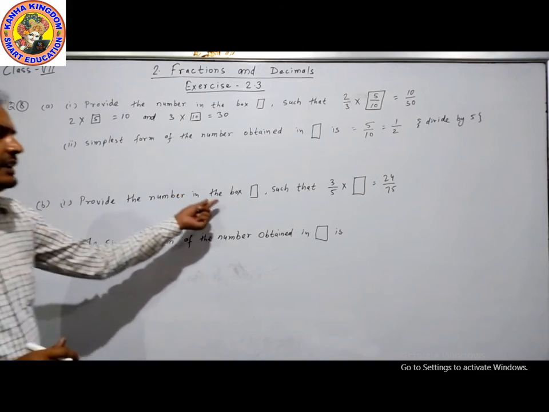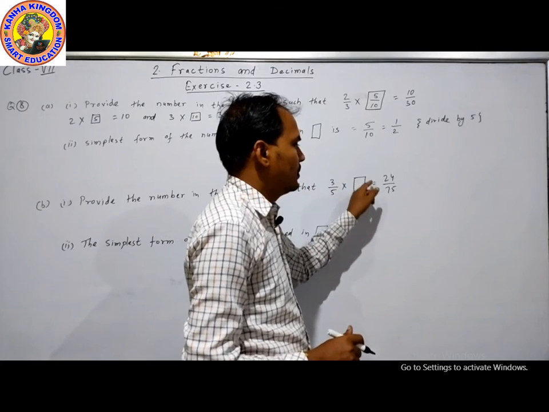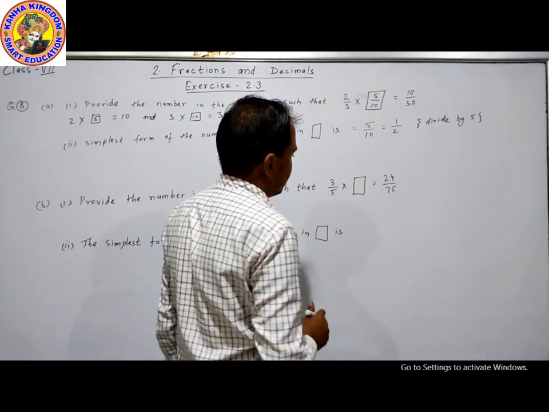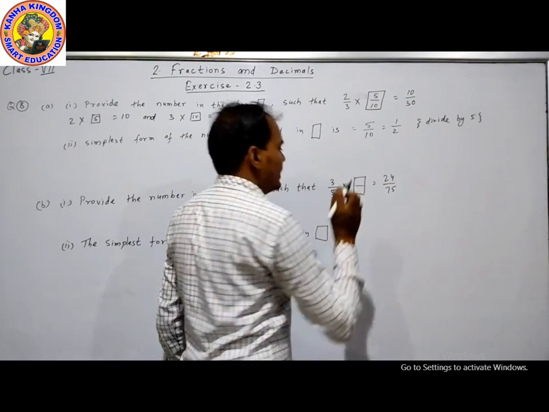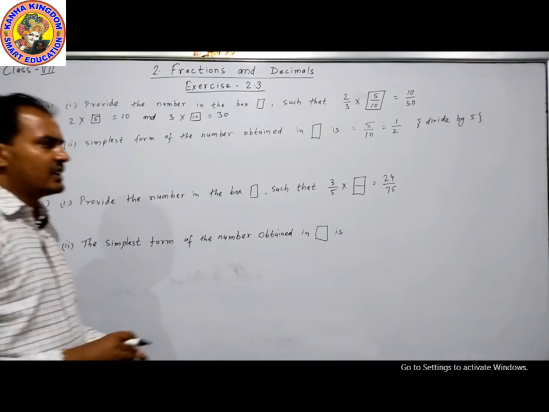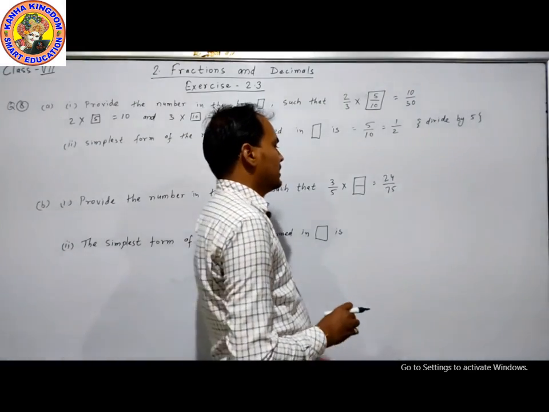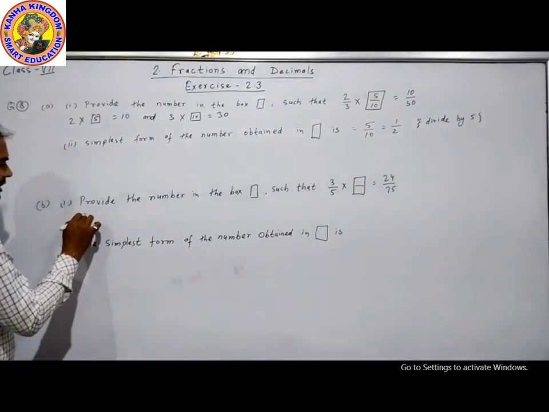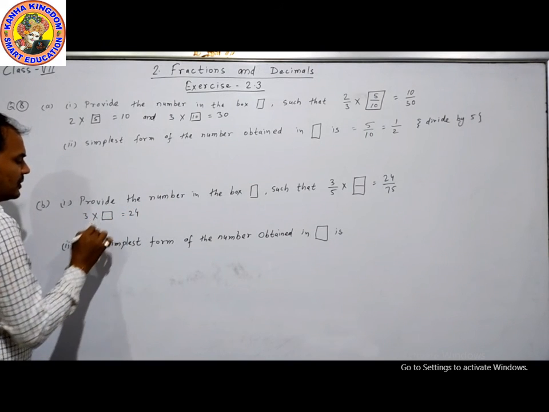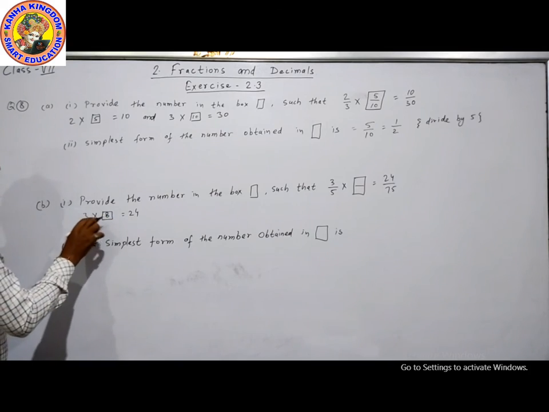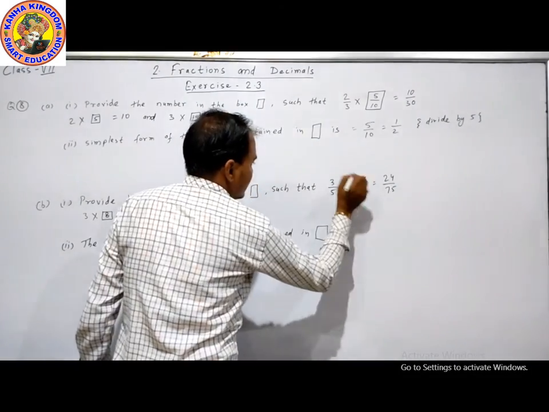Provide the number in the box such that 3/5 multiplied by some number gives 24/75. This is a fraction number, this is a fraction number. So in the box there will be a fraction number. In a fraction number we know that the numerator and denominator will multiply separately to get the answer. So 3 multiplied with the box will get 24. How many? 8. 3 into 8 is 24. So here one is 8.